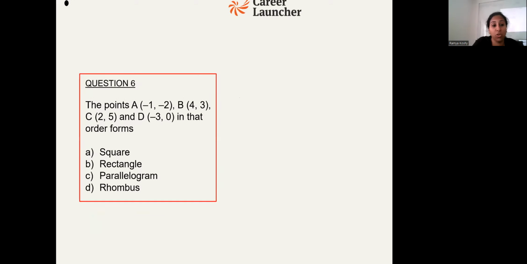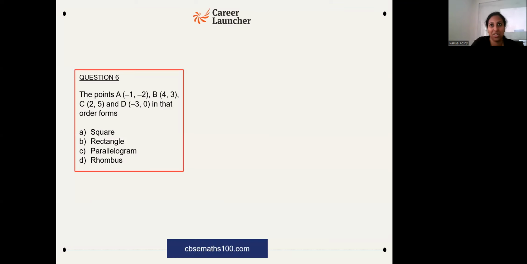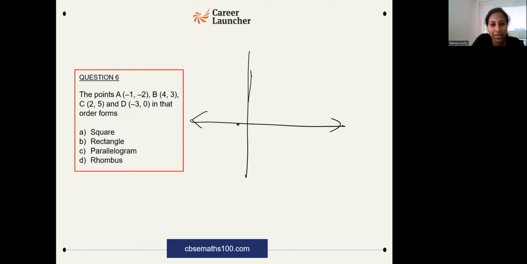But for that, please don't draw a very rough sketch. Try to make it a little bit accurate, otherwise you won't be able to make out the shape properly. Over here, if you're drawing the diagram, I'm getting -1, -2. Then 4, 3. So this is A, this is B. Then 2, 5. This is C. And then I'm getting D at -3, 0, which means 1, 2, 3 over here.